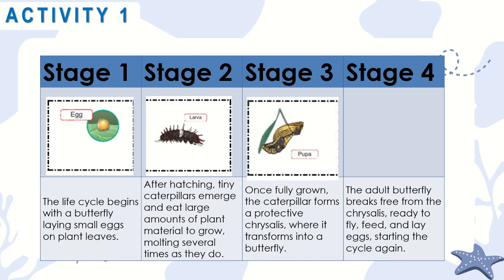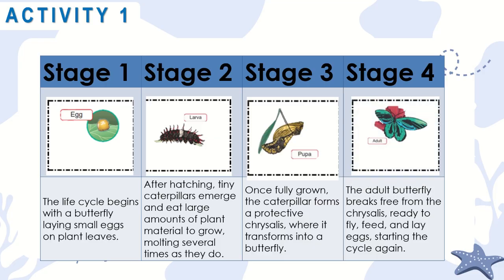For stage 3, we have pupa. Once fully grown, the caterpillar forms a protective chrysalis where it transforms into a butterfly. And for stage 4, we have adult. The adult butterfly breaks free from the chrysalis, ready to fly, feed, and lay eggs, starting the cycle again.